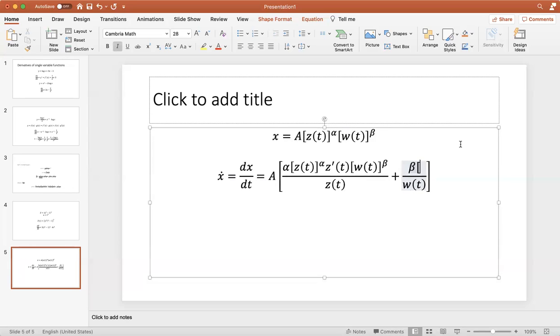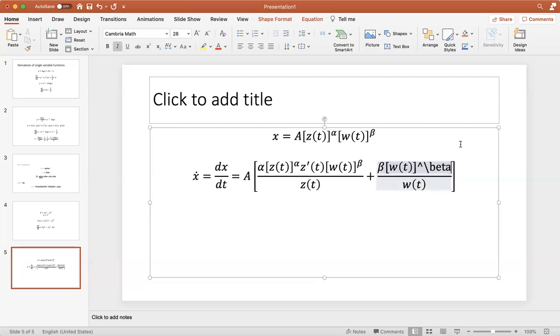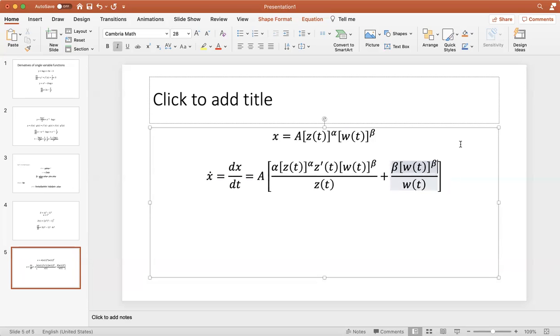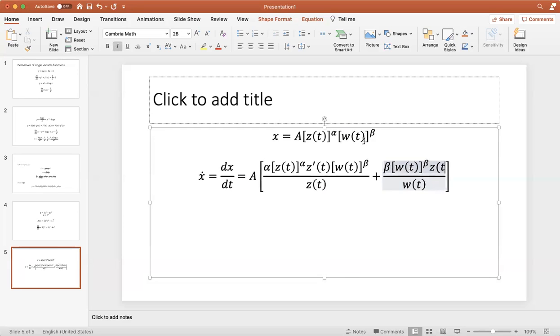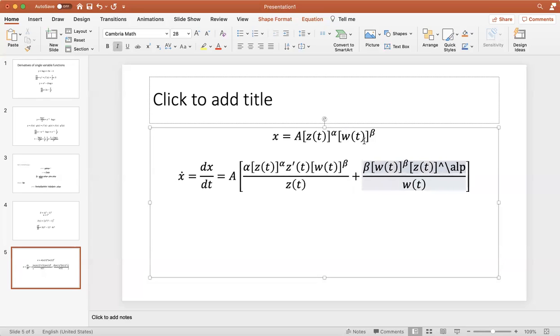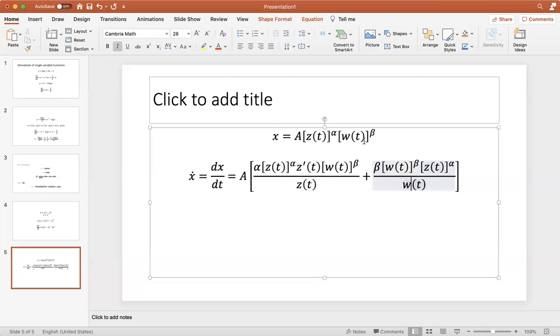beta w of t raised to beta, right? And you still have the first function, so that's going to be z of t raised to alpha. Now we can combine these two, but of course you can just leave it as it is.